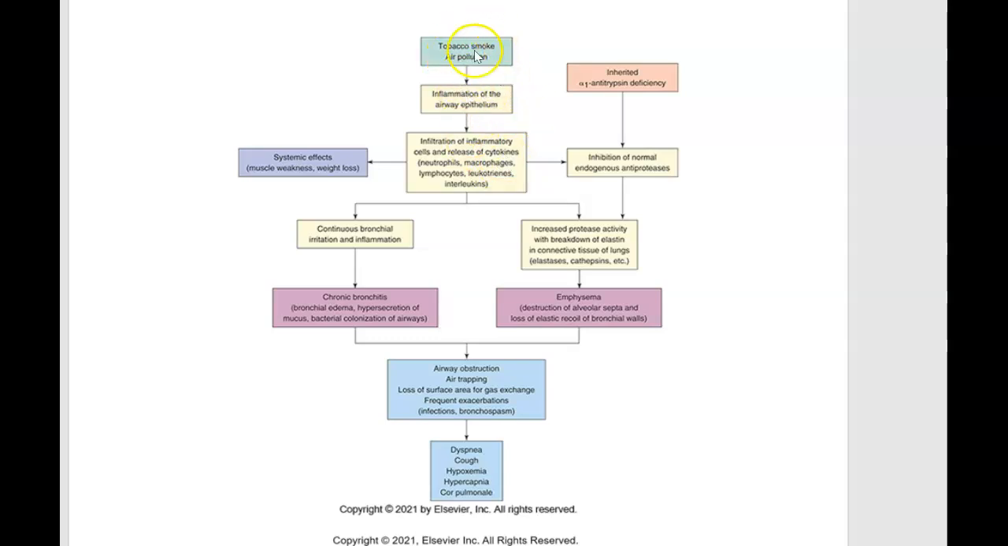So once you get triggered with the tobacco smoke or air pollution, it sends off this cascade of inflammation of the airway epithelium. That leads to inflammatory cells and cytokines being released. That can cause those systemic effects over time, muscle weakness and weight loss. But it also can cause inhibition of the normal endogenous antiproteases. And it also directly causes increased protease activity with breakdown of elastin and connective tissue of the lungs, and the continuous bronchial irritation and inflammation.